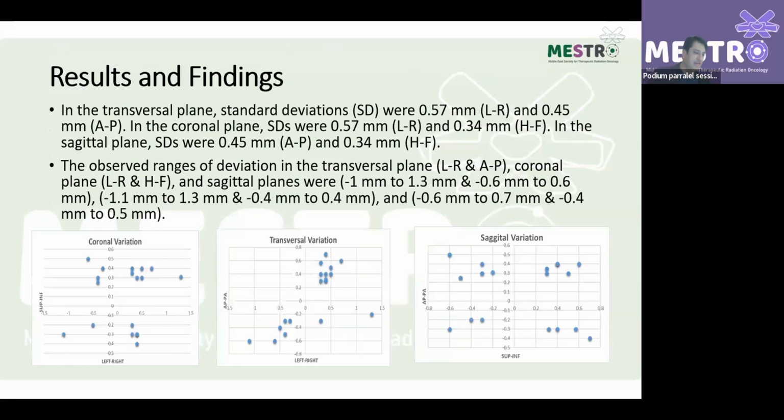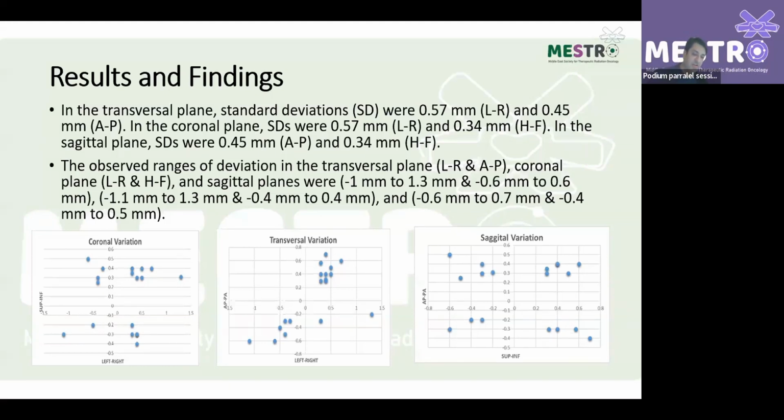Okay, then his results and findings. In the transversal plane, his standard deviation was 0.57 millimeter left to right and 0.45 millimeter from anterior to posterior. In the coronal plane, standard deviation was 0.57 millimeter left to right and 0.34 millimeter from head to feet. In the sagittal plane, standard deviation was 0.45 millimeter from anterior to posterior and 0.34 millimeter from head to feet.